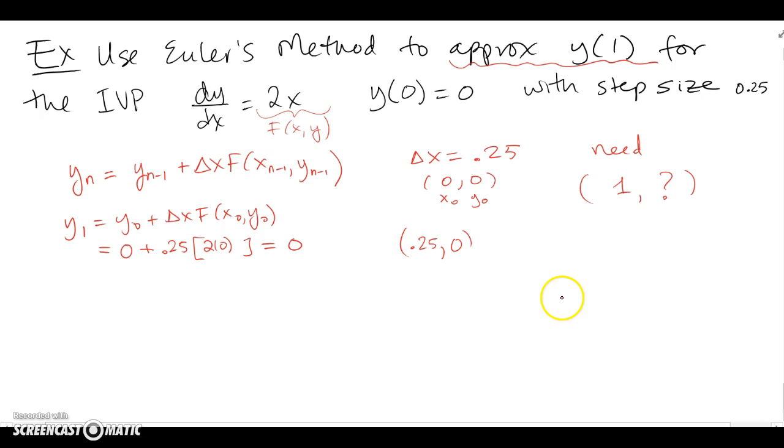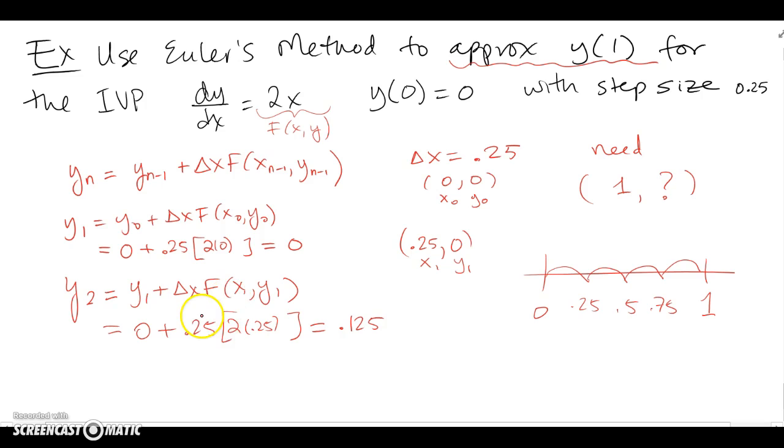So what we might want to keep in mind is that we're starting at 0. Our goal is to get to 1. And if the step size is 0.25, it makes sense that I'm going to be jumping 4 steps to eventually get to 1. So I'm going to iterate this method 4 times.